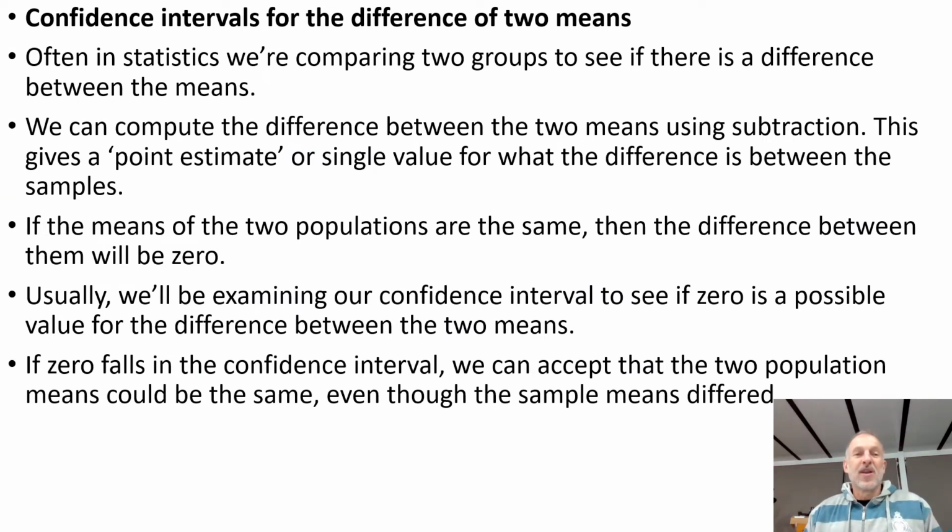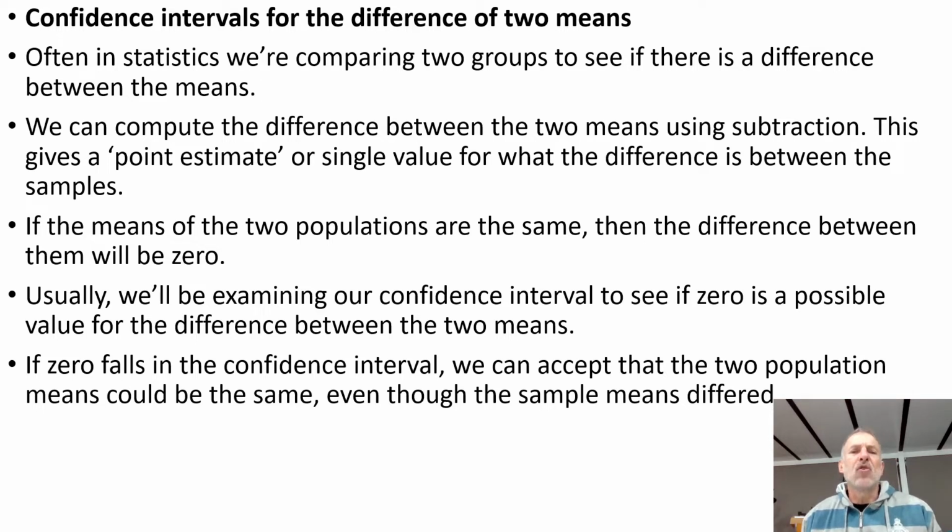Now I want to talk about confidence intervals for the difference of two means. In other words, if two means are different, they're not the same. Often in statistics, we're comparing two groups to see if there is a difference between the means. We can compute the difference between the two means using subtraction, and this gives us a point estimate, or a single value, for what the difference is between the samples. That's the logic so far.